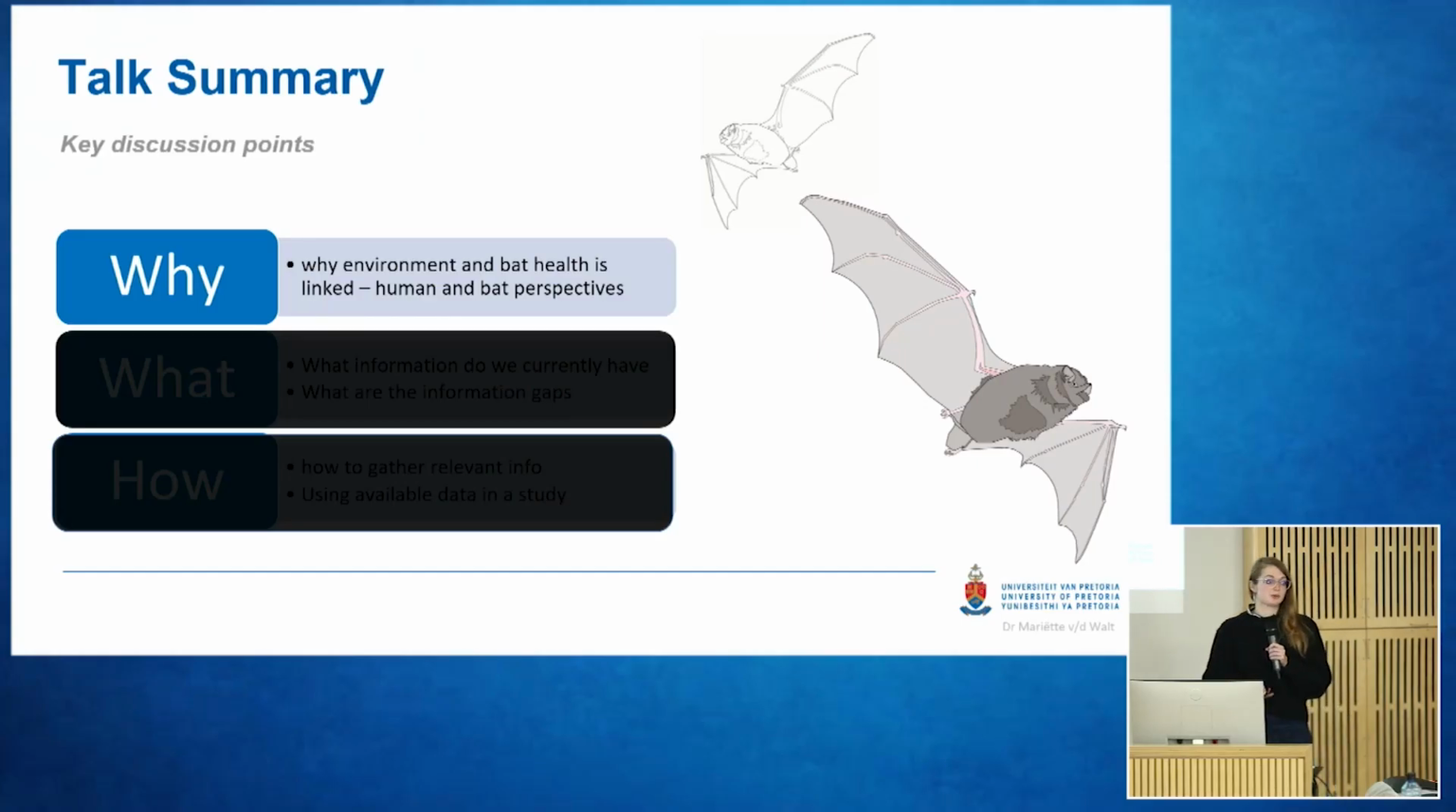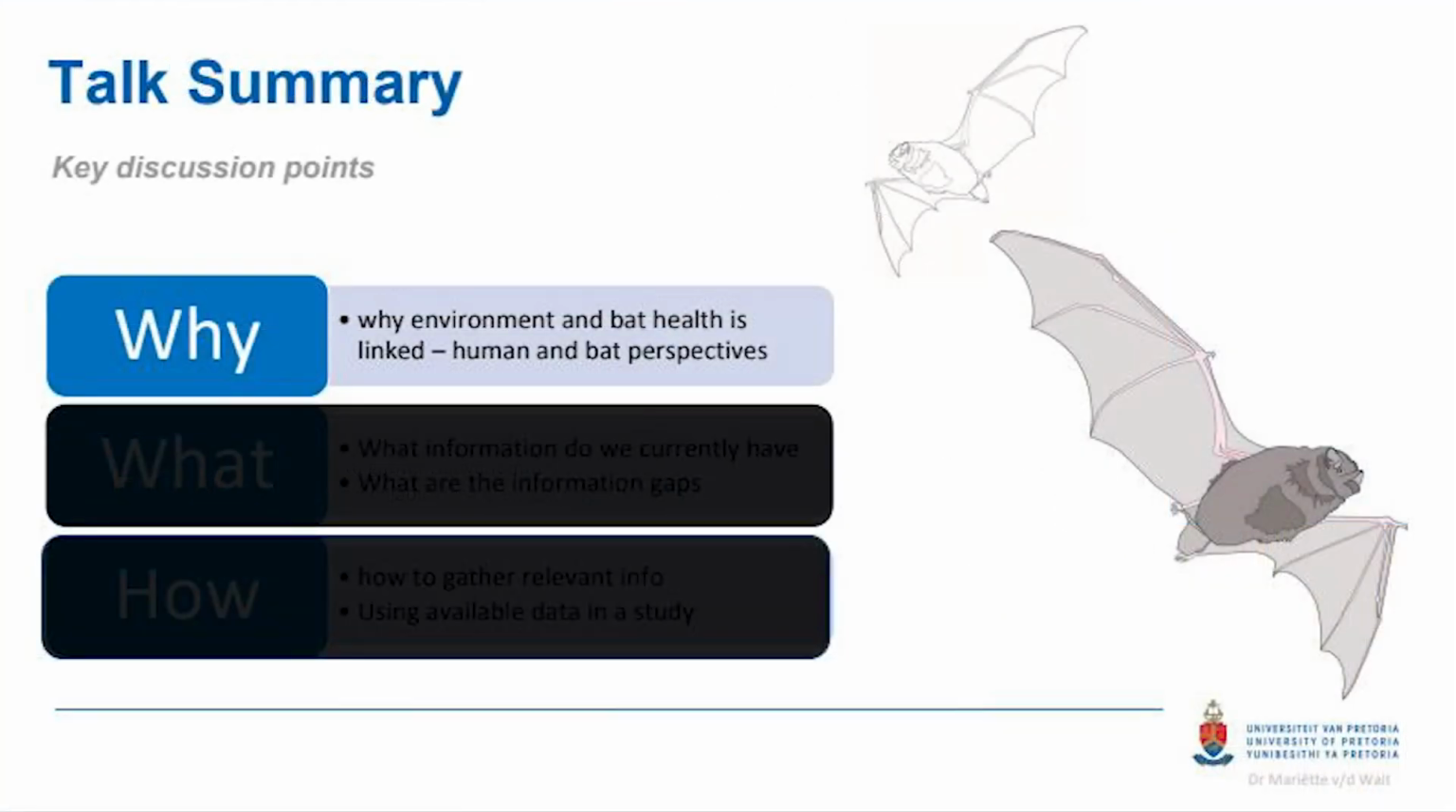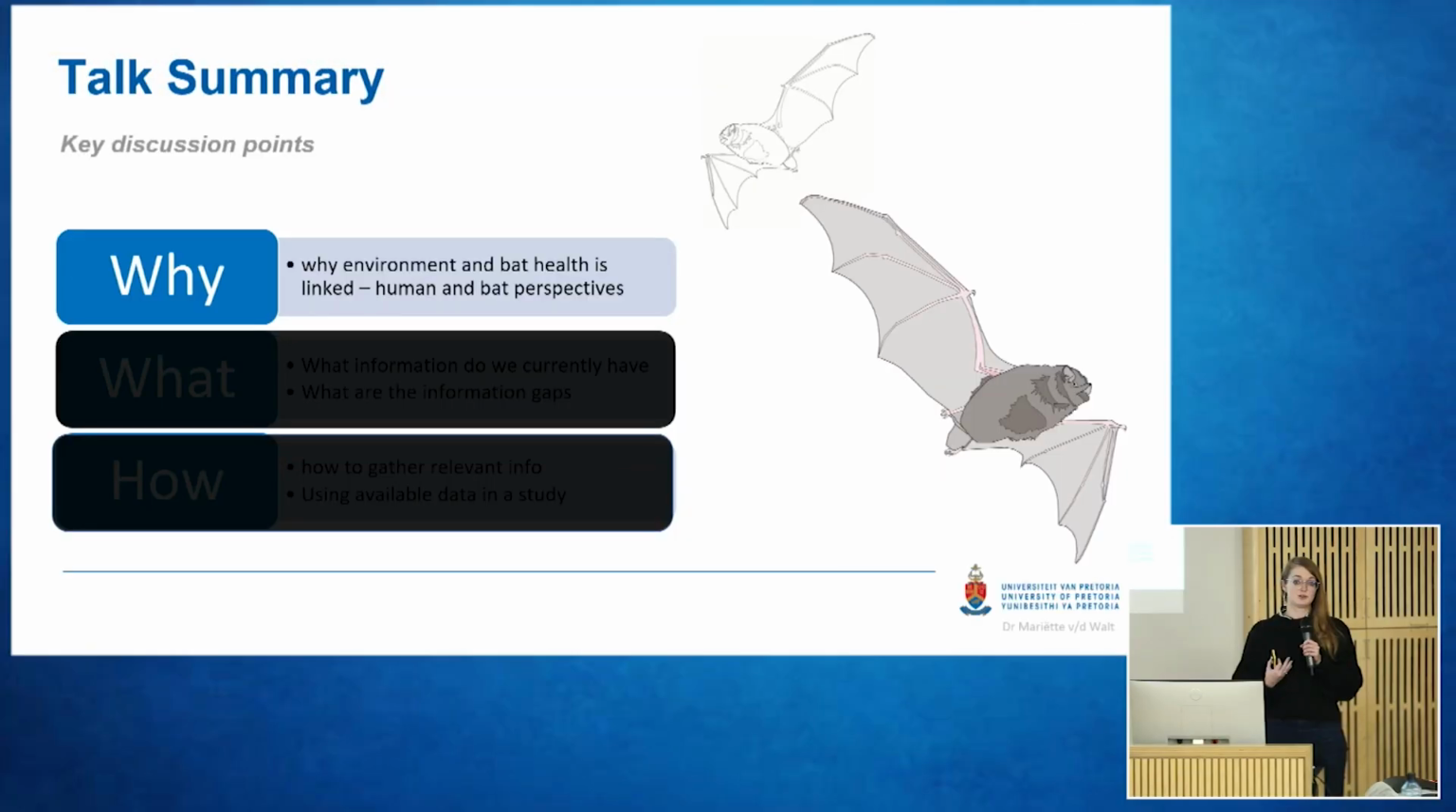So in my talk, I would like to cover these 3 points of why, what, and how. So why is the environment and bat health linked? And I'll give you a perspective both from the human side, where we had a lot of introduction on that yesterday from Ava's talk specifically, but also then I would like to look at it from the bat perspective. So how are we as humans impacting bats and their health, and how is that related to human health?